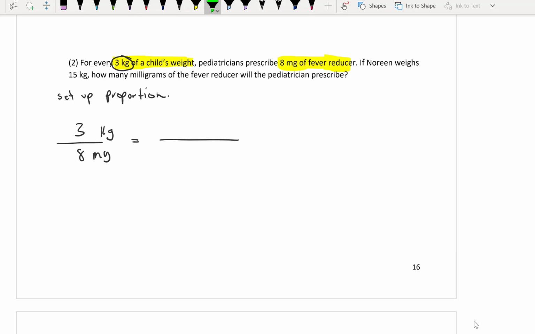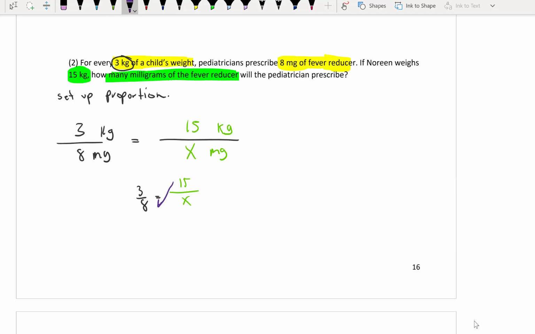Now, for my second fraction, it says that Noreen weighs 15 kilograms. So how many milligrams of the fever reducer should she have? Well, if I have 15 kgs up on top, then I don't know how many milligrams I'm going to need. So let's call that unknown x. So really you have 3 over 8 is equal to 15 over x.